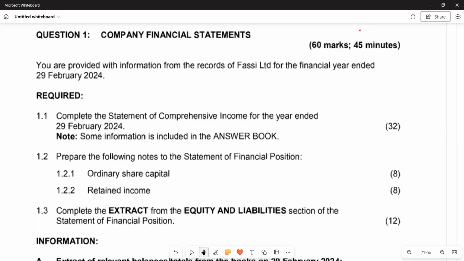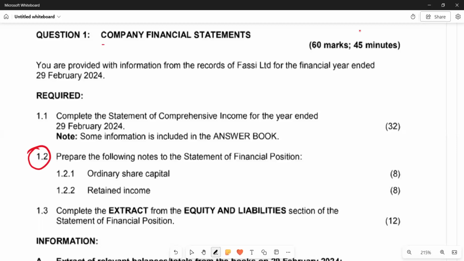In this video, I want to look at the preparation of notes to the balance sheet. So we are going to look at this question, which is question one of this question paper. The question reads: you are provided with information from the records of Facility Limited for the financial year ended 2024. On the required part, we are just going to concentrate on 1.2, the preparation of notes to the statement of financial position.